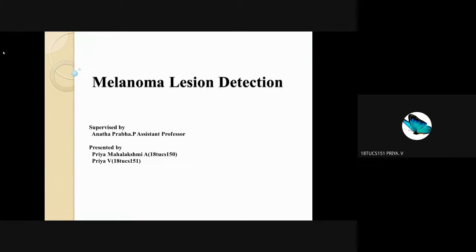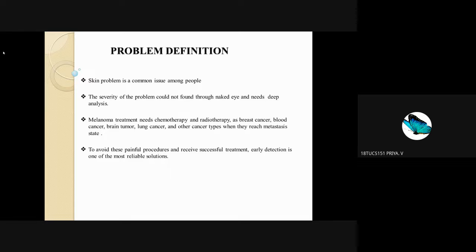Good morning, everyone. I'm here to present the presentation about melanoma lesion detection. Coming to the problem definition, skin problems are a common issue among people. People only know their problem from the naked eye, but they don't know what is actually happening inside the skin. Various skin treatments need painful procedures and a long biopsy process to cure. To avoid these painful procedures and receive successful treatment, early detection is one of the most reliable solutions.